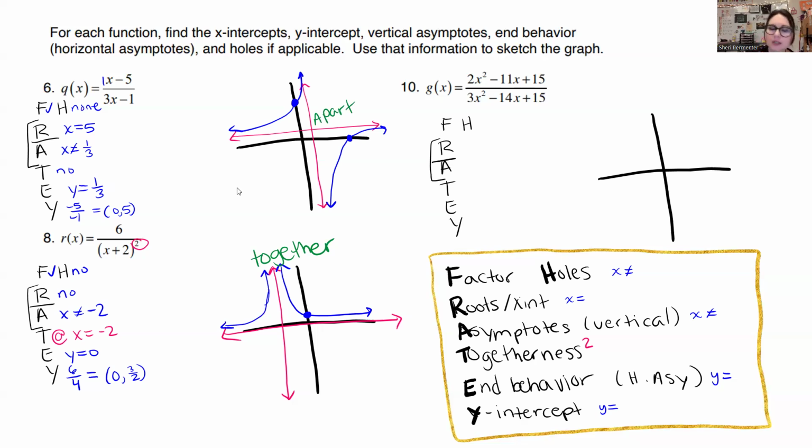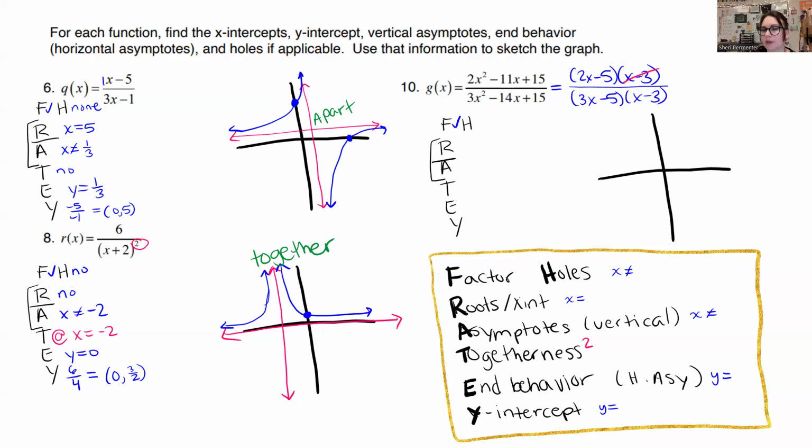What do we have to do first? Factor. Well, we already factored this, so I'm going to jot it down. We already did this for like a warm-up. So we get 2x minus 5 times x minus 3, and then 3x minus 5 and x minus 3. So we factored. Are there any holes?